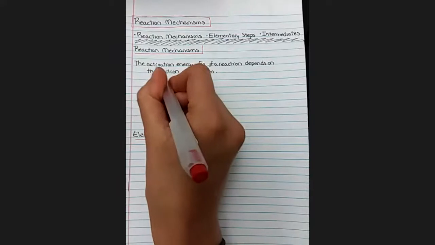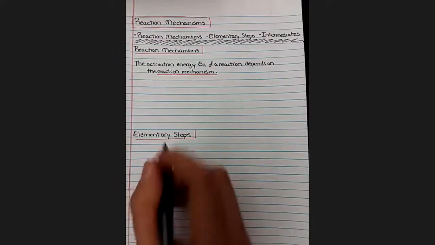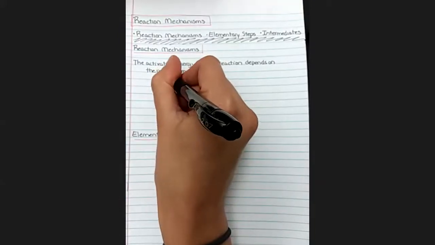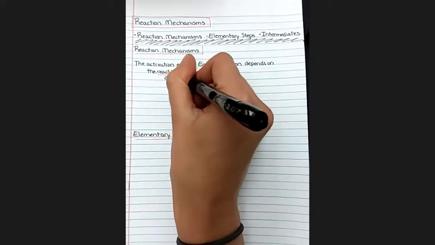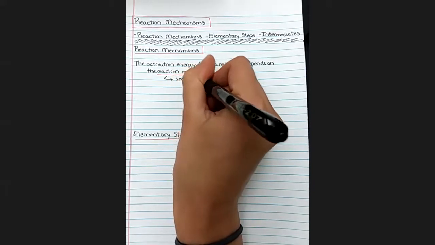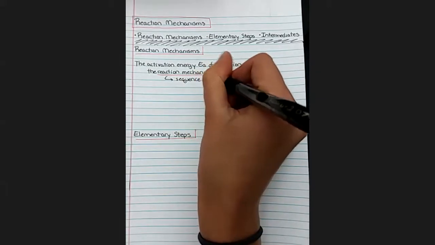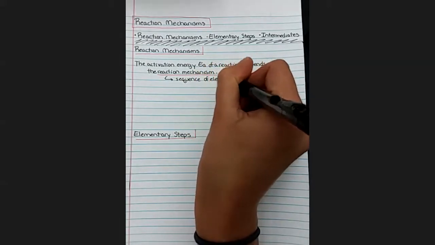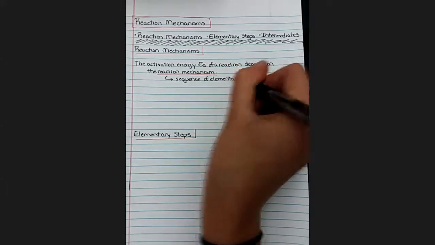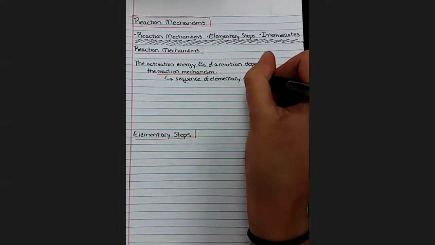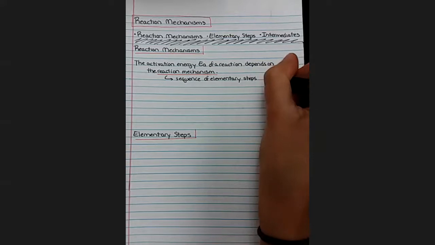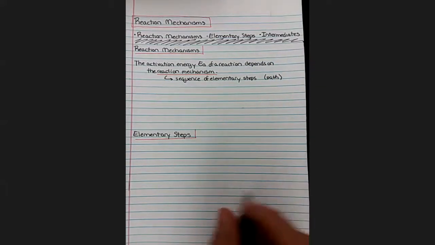So the mechanism is just the path, the series of reaction steps that lead from the reactants to the products. The sequence of elementary steps. Remember when we said that kinetics is a path-dependent field? The path is the mechanism, how we got from the reactants to the products.